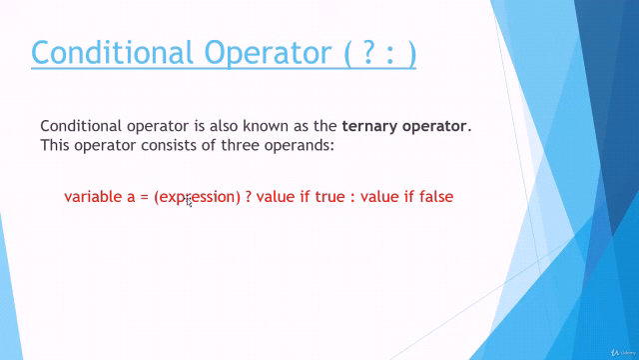Variable A. You have to create a variable and give an expression. If that expression is true, then the value if true is executed, and if the expression is false, then the value if false is executed. These are separated by using a question mark and a colon. So let's create a program in NetBeans so that we have a better understanding of how the conditional operator works.